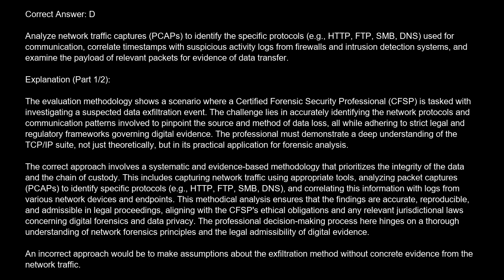chain of custody. This includes capturing network traffic using appropriate tools, analyzing packet captures, PCAP, to identify specific protocols, e.g., HTTP, FTP, SMB, DNS, and correlating this information with logs from various network devices and endpoints. This methodical analysis ensures that the findings are accurate, reproducible, and admissible in legal proceedings, aligning with the CFSP ethical obligations and any relevant jurisdictional laws concerning digital forensics and data privacy.